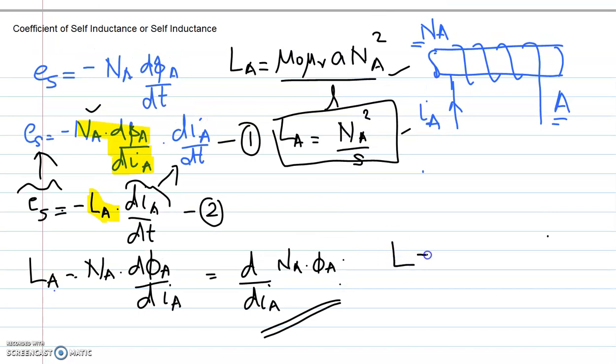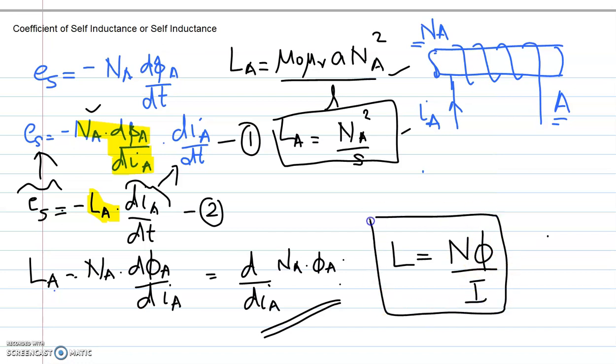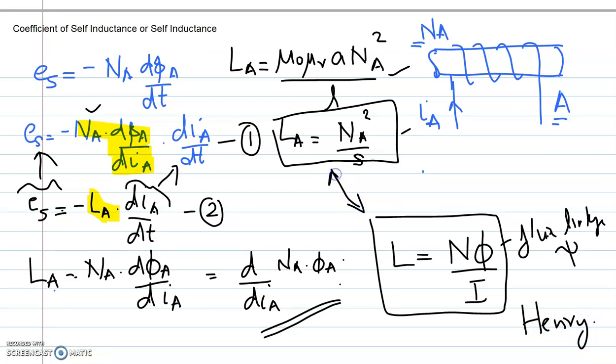So in general I can write L is nothing but N phi by I, where N phi is the flux linkage, represented by psi. So N phi by I, and the unit of L is the Henry. These two equations you need to remember: L is equal to N square by S, and similarly L is equal to N phi by I.